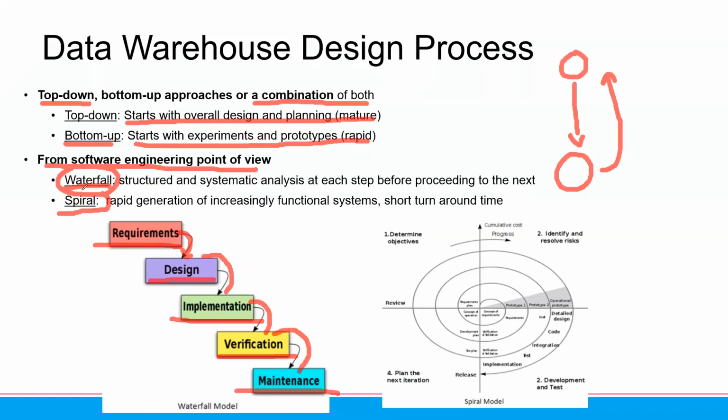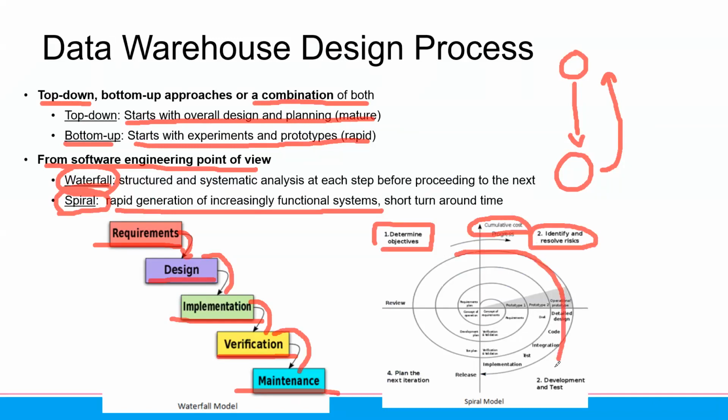Some people propose spiral. Spiral means the rapid generation of increasingly functional systems. The first step, you need to determine the objective, and then you check what the costs are. So you can identify and resolve the risks. Then you can do the development and the test, and then you can plan the next iteration.